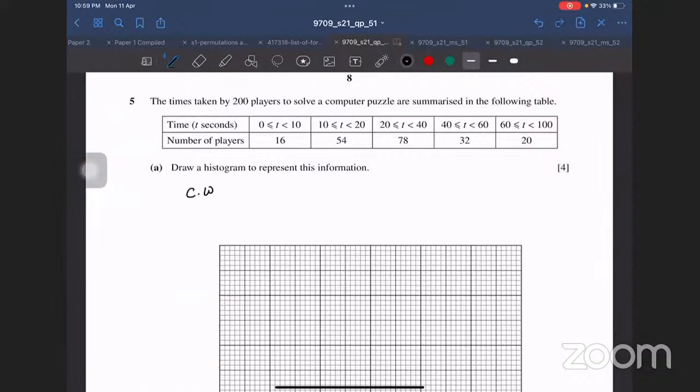So I'm going to say class width. Class width is upper boundary minus lower boundary. So I get 10, 10, 20, 20, and 40. Frequency density is frequency divided by the class width. So frequency divided by the class width gives me 1.6, 5.4. 78 divided by 20 is 3.9. 32 divided by 20 is 1.6, and 40 divided by 20 is 2.